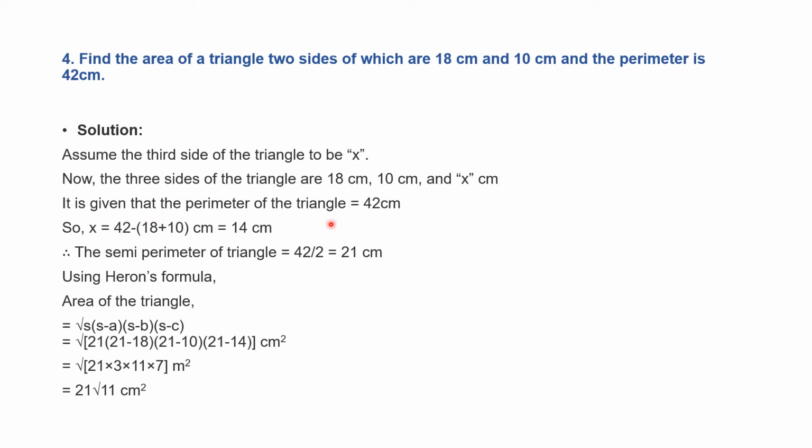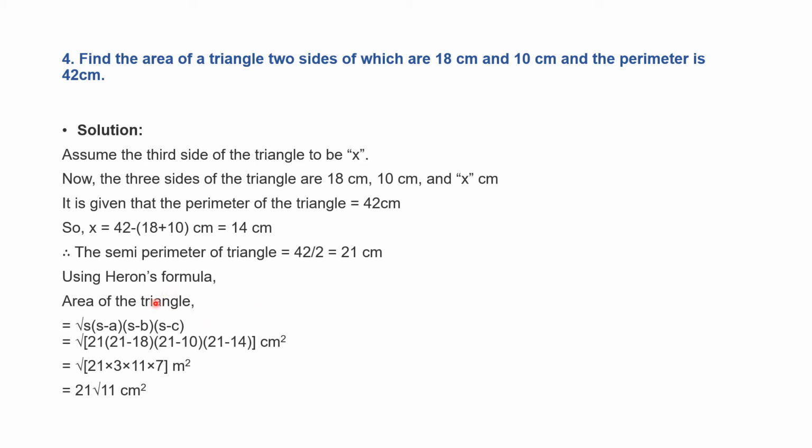Now what do we know? We know the perimeter. Perimeter is 42. So the third side will be 42 minus the sum of the other two sides. Then only can we find the third side, which we have assumed as x. So how can we find x? When we subtract the sum of two sides from the perimeter, we get the third side. So the semi-perimeter of the triangle is 42 upon 2, that is 21.